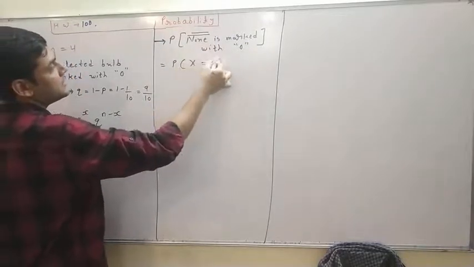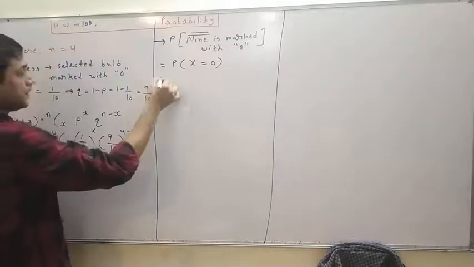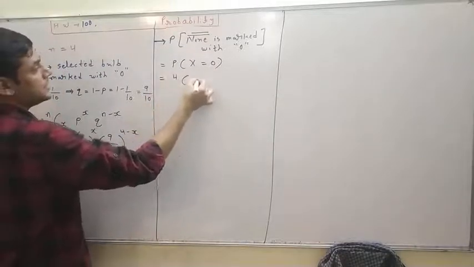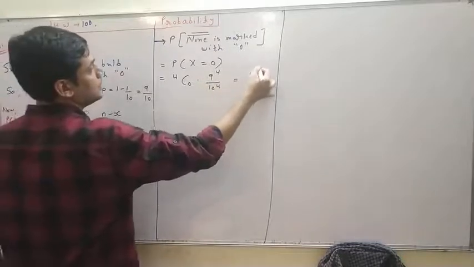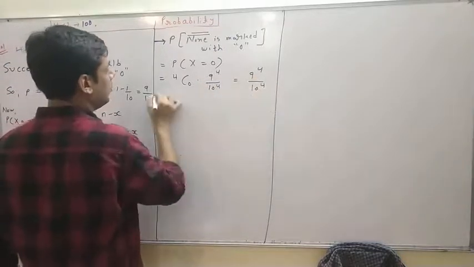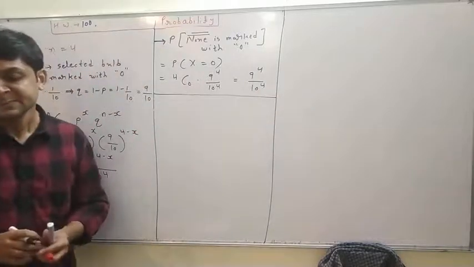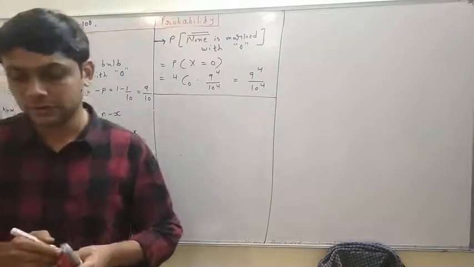The number of success is 0. P of x is equal to 0. So it is 4C0 into 9 raised to 4 on 10 raised to 4. So the answer is 9 raised to 4 upon 10 raised to 4.